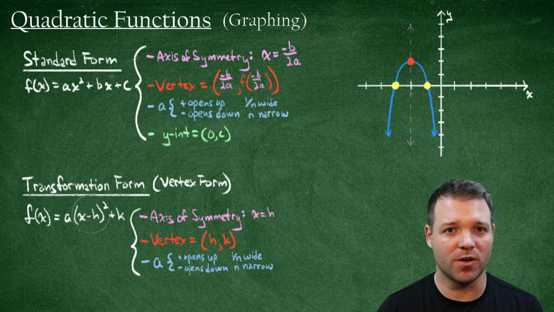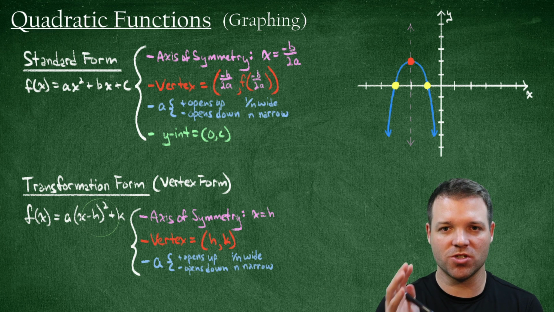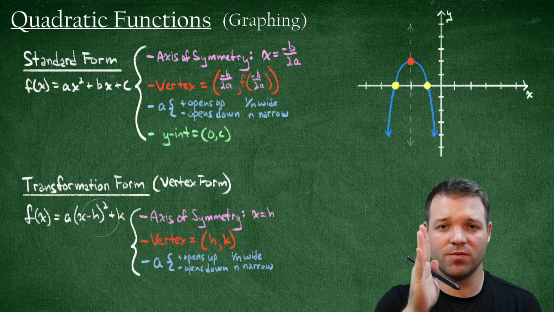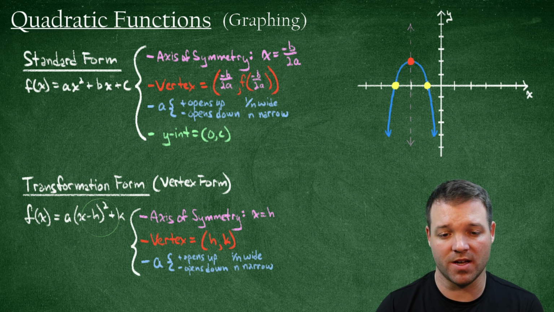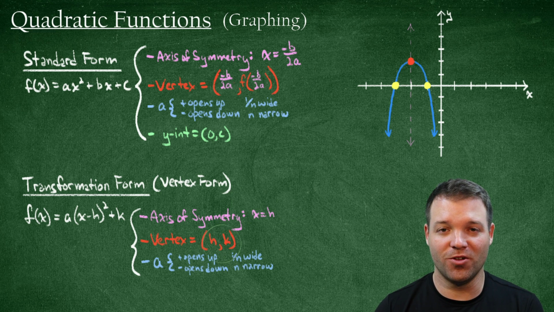Since the parent function is centered around 0, h is a horizontal shift, left and right. So we know that the axis of symmetry must shift by h. So it's just x is equal to h. That's it. The vertex is almost even easier. It is just h comma k. So remember, h is just shifting horizontally, while k is shifting vertically.